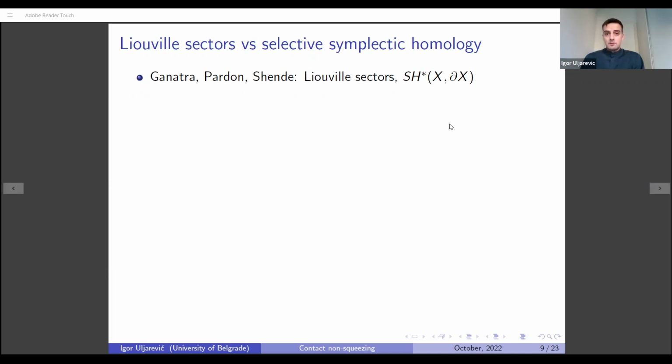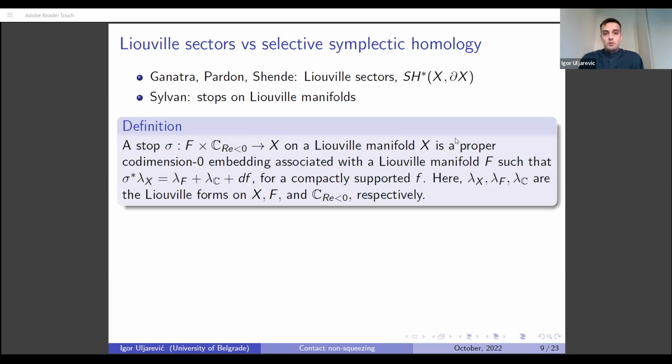The notion of a Liouville sector is closely related to the notion of stops on Liouville manifolds. This notion was introduced by Sylvan. So let me define a stop on a Liouville manifold. To define a stop, first I have to pick a codimension 2 Liouville manifold, meaning a Liouville manifold that has a dimension 2 less than the dimension of the Liouville manifold X. So I'll call that codimension 2 Liouville manifold F.